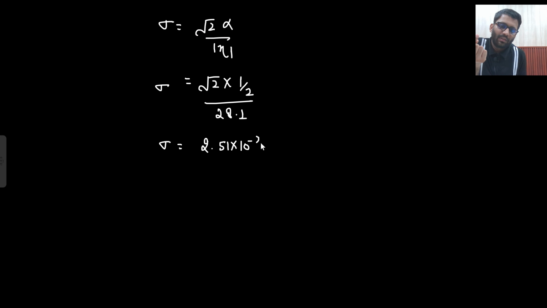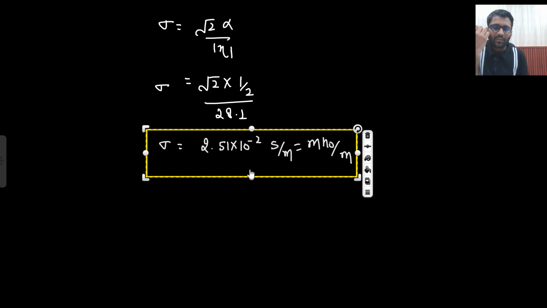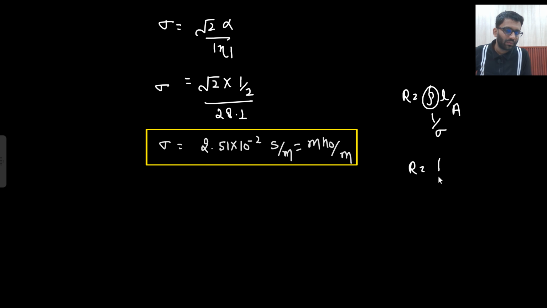What is the unit of conductivity? Did I tell you? It is Siemens per meter or mho per meter. How do we get it? How can you remember this? In basic network analysis, have you studied this formula? R equals to rho L by A, right? This you must have studied. What is rho? Rho is 1 by sigma only. So R equals to 1 by sigma into L by A.